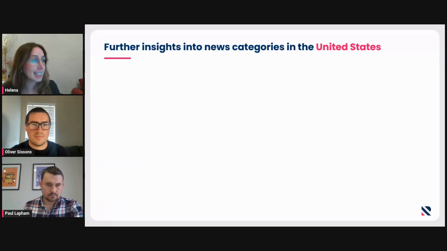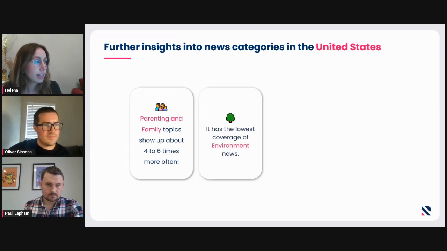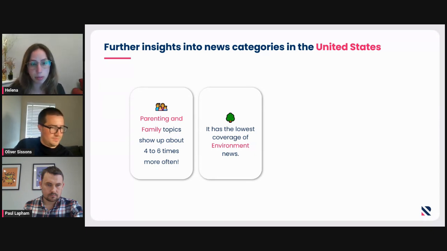A few further insights into the news categories in the US include that parenting and family topics show up about 4 to 6 times more often than any other country. The US also has the lowest coverage of environment news of all. It shows here perhaps a presence for coverage of immediate concerns in the US, for example, economy and healthcare, rather than a focus on long-term concerns.